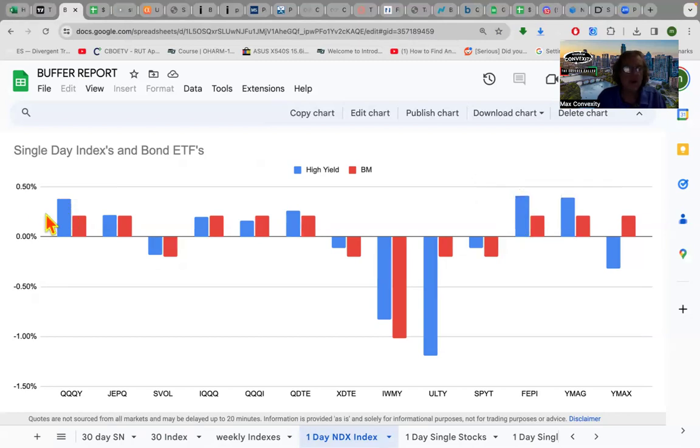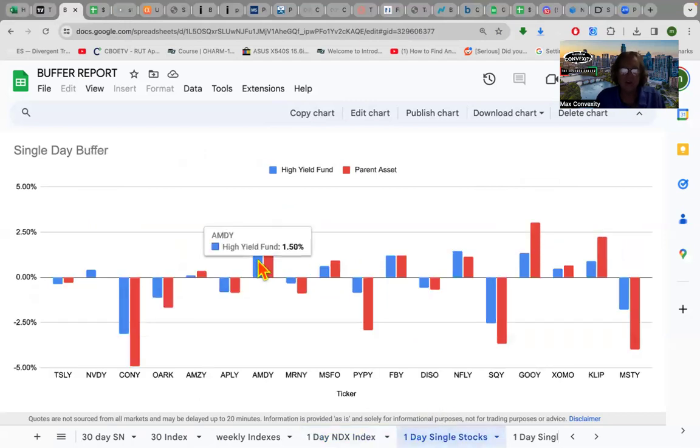Yeah, but FEPI, YMAG, and triple QI look really good. In the single stocks, we'd have to say AMD and Phoebe look the best today. But really, there's no huge disappointments. Everything was in line or performed well or had a lot of buffer. We didn't have any underperformers on the downside except for Tesla, and that was just barely. And who knows? That's just one day.